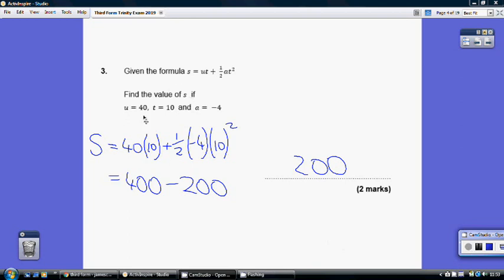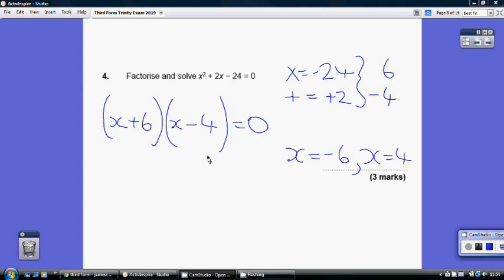Question 3, so we have to substitute in these values. So u is 40 times t, which is 10. So remember, ut means u times t, so that's 40 times 10, giving us 400. And then our second term is half times a times t squared. So half times minus 4 times 10 squared. So remember BIDMAS, so do the indices first. 10 squared is 100. Half of 100 is 50. 50 times minus 4 is minus 200. So we've got 400 minus 200, which is 200.